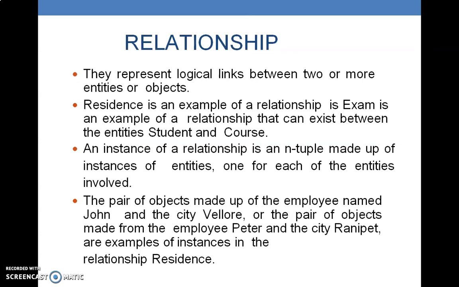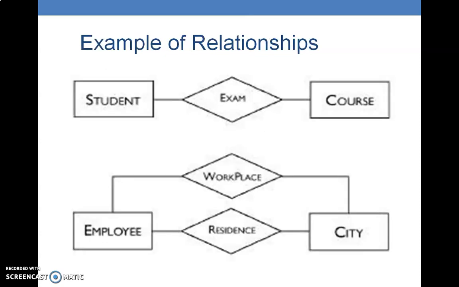Then we are going to see about relationship. A relationship is a logical link between two or more entities. For example, if you take a student, the student can choose the course, and then there is a relationship between students and the exam. If you take an employee, where he is working and where his residence is, both relationships are linked by the city.